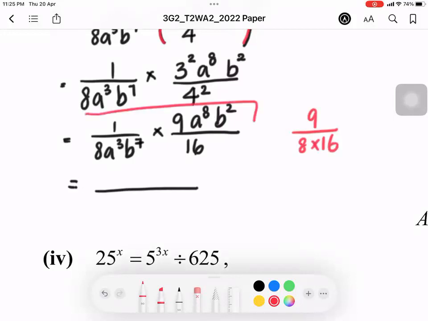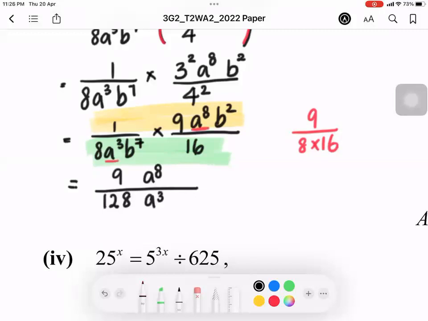Numerator with numerator, so we multiply all the numerators together. Denominator with denominator, we multiply all the denominators together. Using my calculator, 9 over 8 times 16 simplifies to 9 over 128. That's for the numbers. Next one, what other letters do we have? We have a to power 8, a to power 3. Then b is b squared and b to power of 7.